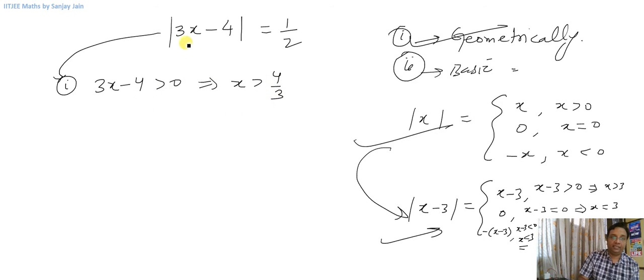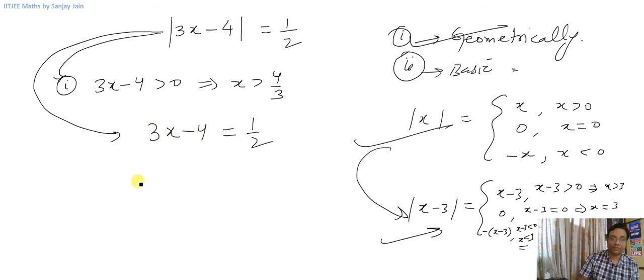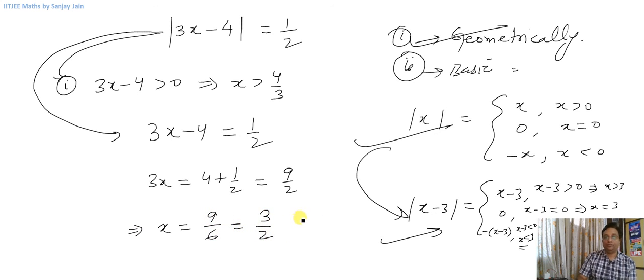If this is the case, then this will be 3x minus 4 equals 1 by 2. So in this case 3x will be equal to 4 plus 1 by 2, that is equal to 9 by 2, and x will be equal to 9 by 6, that is 3 by 2. Okay, so this is the first scenario, and the second case will be when 3x minus 4 is less than 0, right?